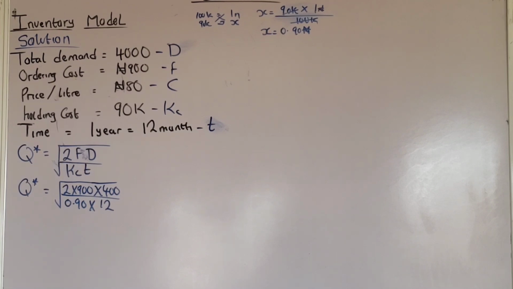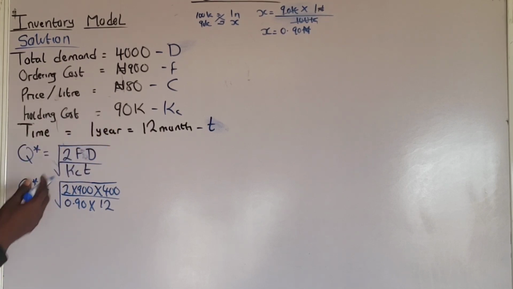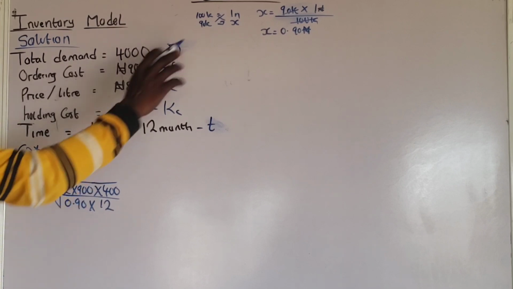To determine the optimum quantity that can be ordered at a time, we use this formula, and I've already explained all the parameters that you have in this formula. You understand? So here I substitute all the parameters. Then while substituting, I discover that the holding cost is in kobo, and all the other values are in naira. So this will contradict this. In an attempt to fix that, I convert that 90 kobo to naira. You understand? So that's why I have this.